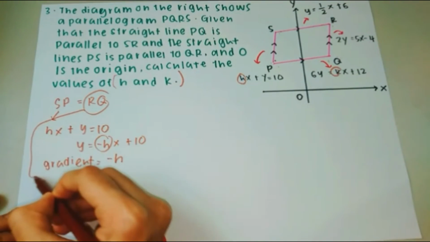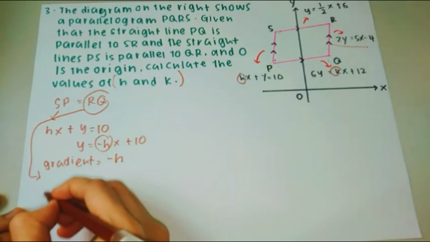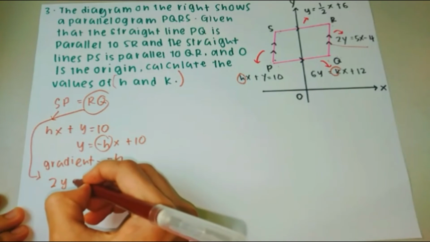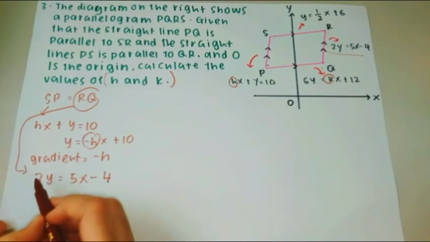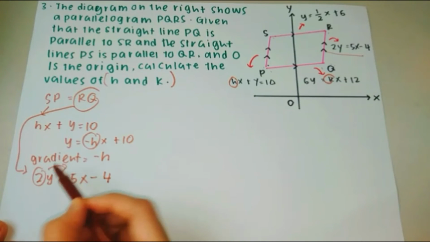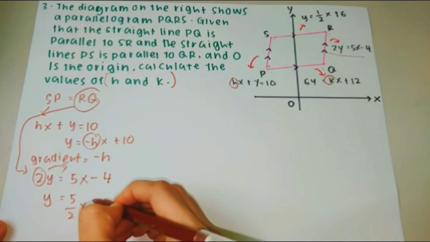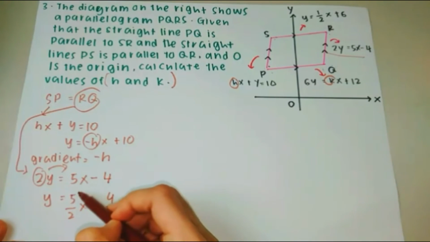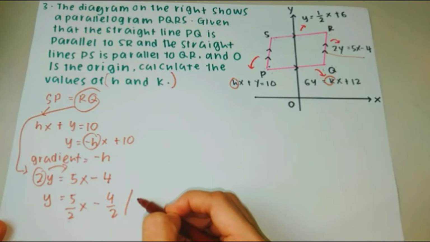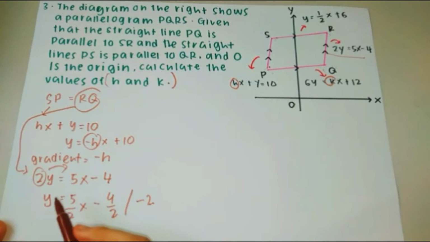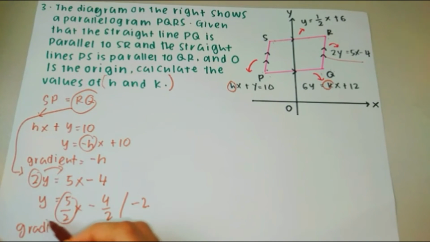Equation for RQ is 2y equal to 5x minus 4. As usual, we have to bring the 2 to the back. So, the equation will be y equal to 5 over 2 x minus 4 over 2. If we divide the 4 over 2, it will be 2. So, the gradient for this equation is 5 over 2.